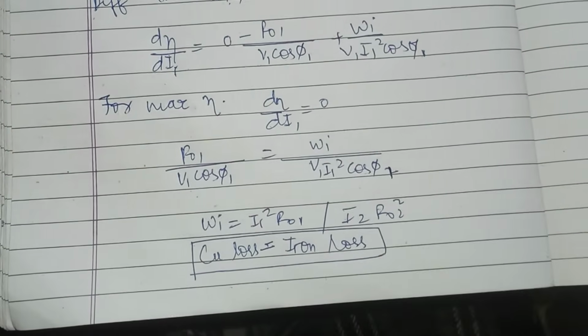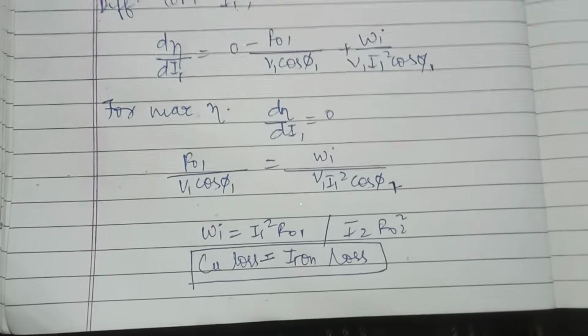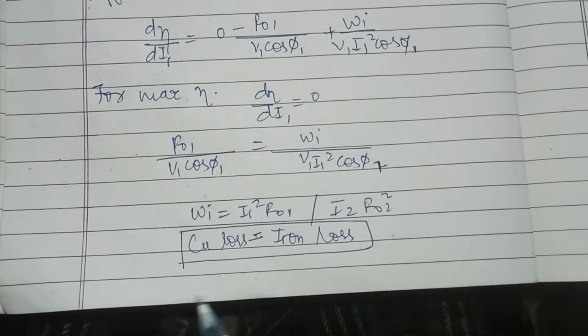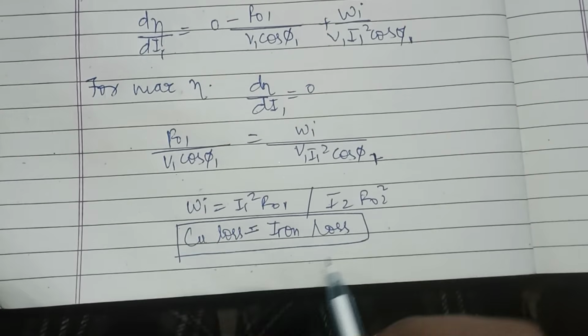So we can conclude that maximum efficiency we'll get when copper loss is equal to iron loss.